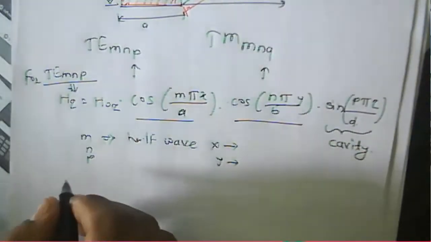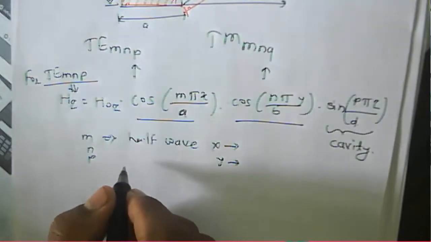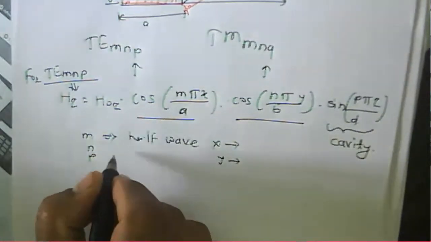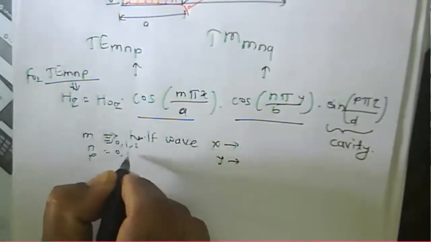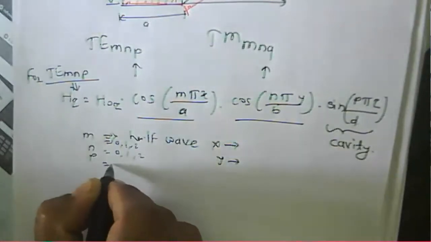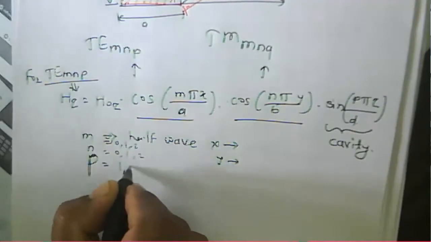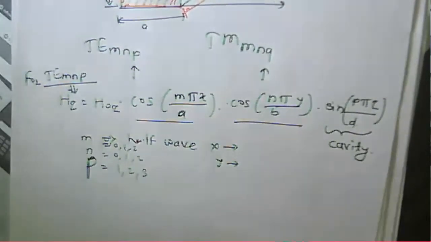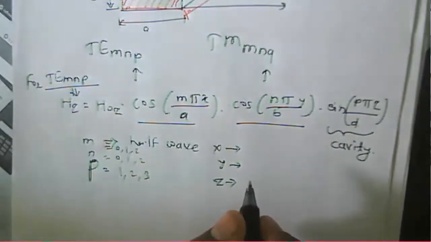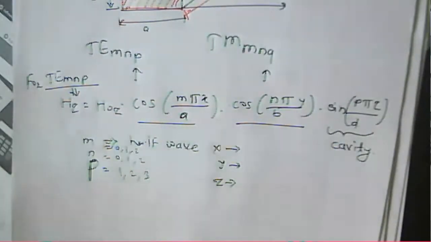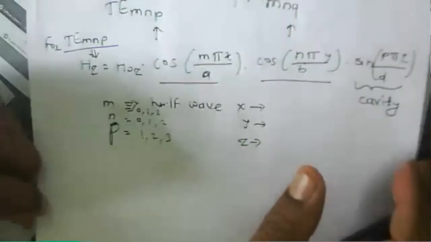Similarly, p represents the number of half waves in the z direction. m and n can start from 0, 1, 2, 3, but p will not start from zero. p will start from 1, 2, 3. It will not start from zero, otherwise there is no cavity. So this is for the TE mode.